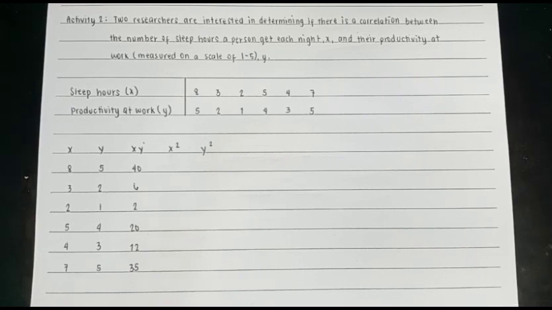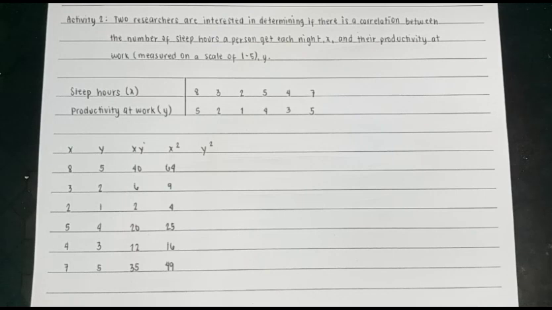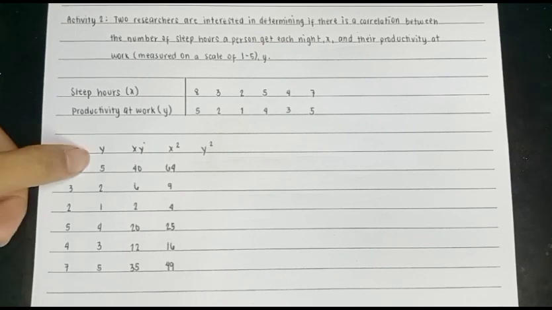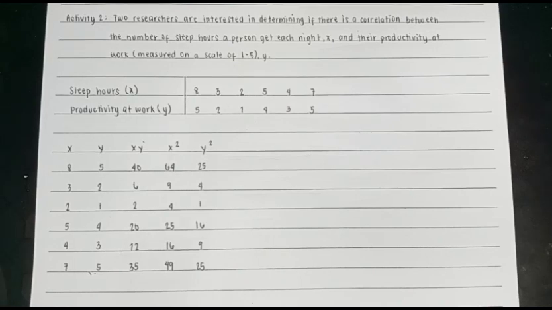To get the value of our x squared, just simply square the value of our x. And we have the value of our x squared. Last is the y squared. Same process sa x squared, pero this time yung i-squared naman natin is the value of our y. Ngayong nakuha na natin ang values ng y squared, pwede na natin kuhain ang sum ng each column.